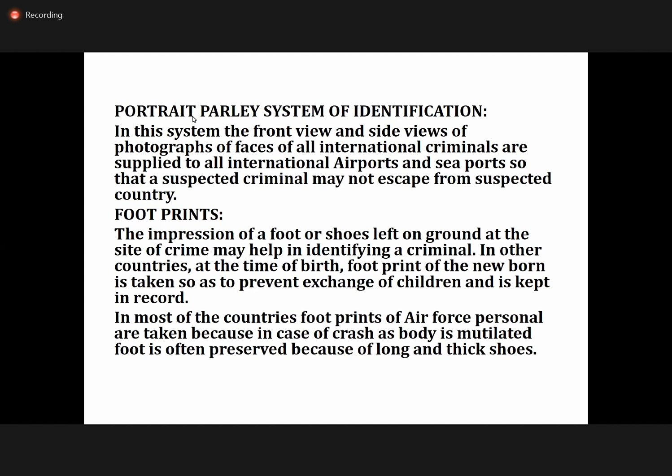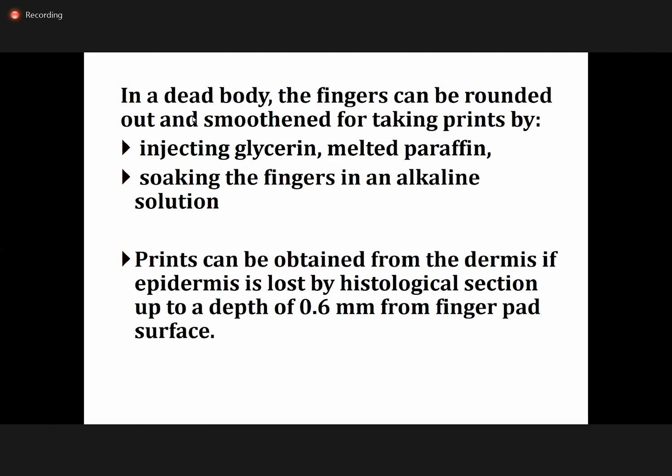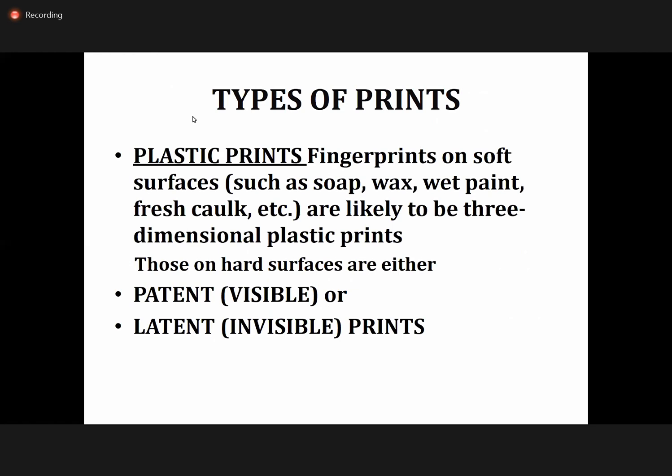In some countries, footprints of newborns are taken so as to prevent exchange of children, and records are kept. In the dead body, the fingers can be rehydrated and the prints obtained by injecting. If you get a putrefied or mummified body where the skin is wrinkled, you can obtain the fingerprint by a subcutaneous injection, or the fingers are treated for a little time in an alkaline solution. Prints can be obtained from the epidermis, sometimes from a skeletal section of depth 4 to 6 millimeters of the finger pads.